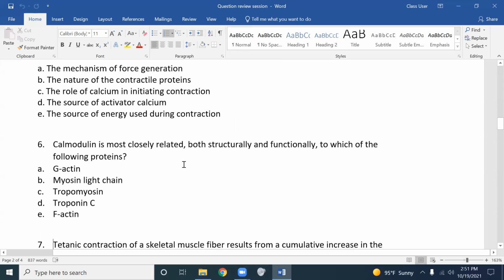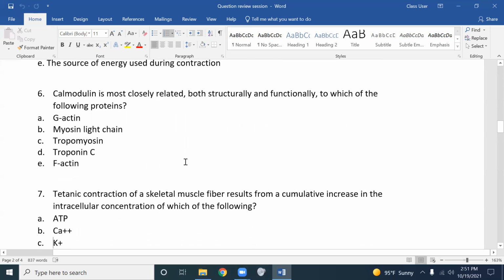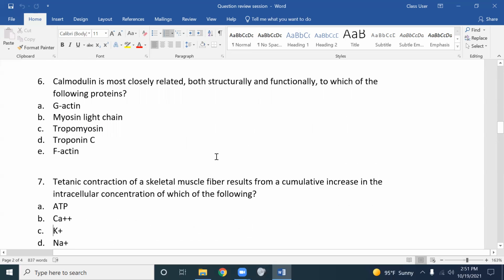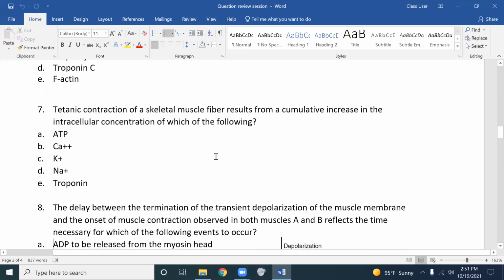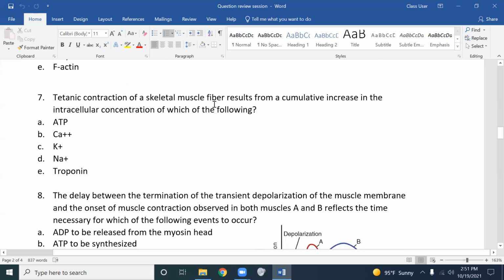Okay. Calmodulin is most likely related structurally to which of the following? It's troponin C. Okay, it's this one. Next one. Okay, tetanic contraction of skeletal muscle. Because you are increasing what inside a cell? It's calcium.